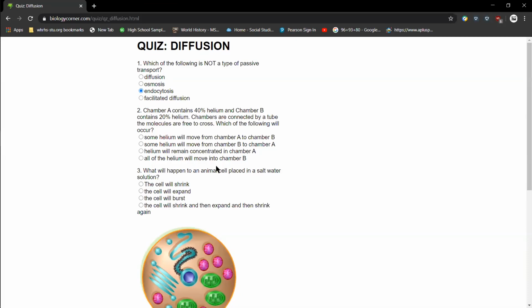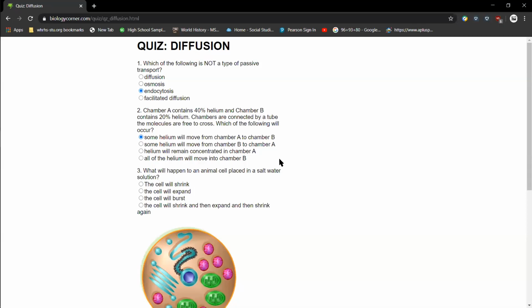Okay, so yeah, the answer here was A, or the first choice. So the helium is going to move from chamber A to chamber B. Remember, molecules always move from a higher concentration to a lower concentration. In chamber A, you have a concentration of 40%. Chamber B, it's only 20%. So the molecules are going to move from chamber A to chamber B.